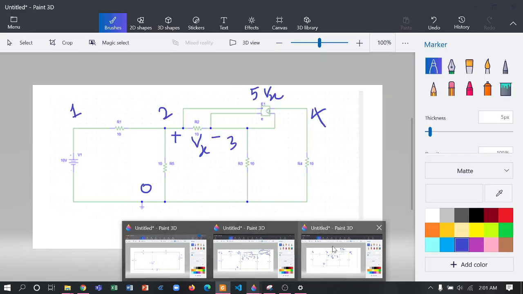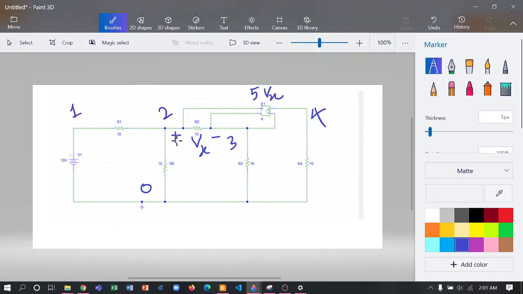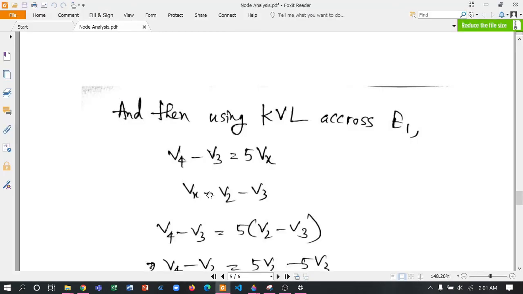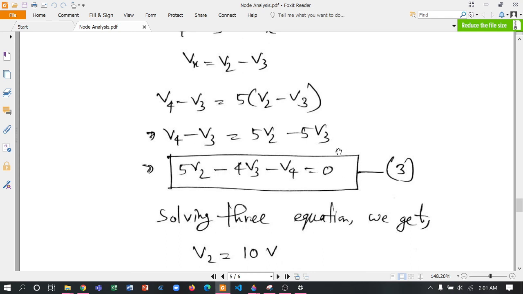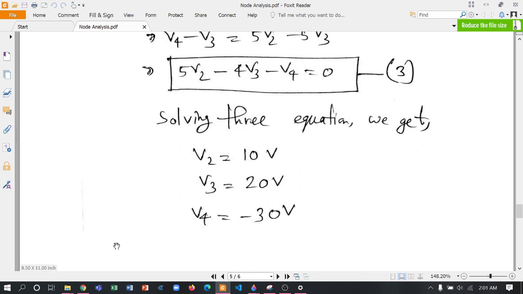So how does this come? Look at this Vx. Where is the positive end of the Vx? Here. Where is the negative end of the Vx? Here. So Vx is equal to V2 - V3, because we have positive minus the negative. Then V4 - V3 is equal to 5 into (V2 - V3), because it is Vx. So we have the third equation.